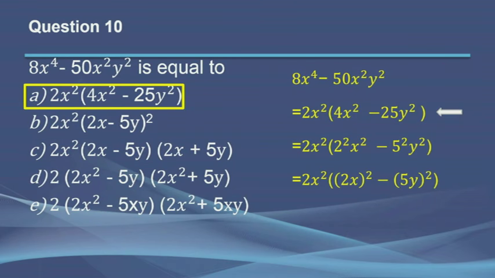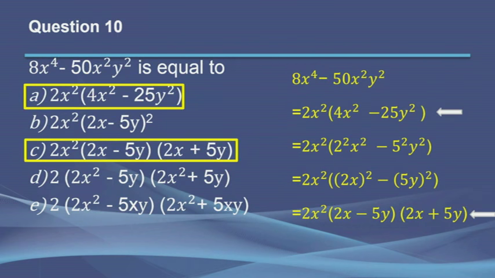Again we can go further into the calculations. We can make 2x to the power 2 and 5y to the power 2. Look closely at the content within the brackets. This is a type of a squared minus b squared. So you can simplify this like 2x squared times 2x minus 5y, 2x plus 5y. It's like a minus b times a plus b. So we have obtained the second answer.